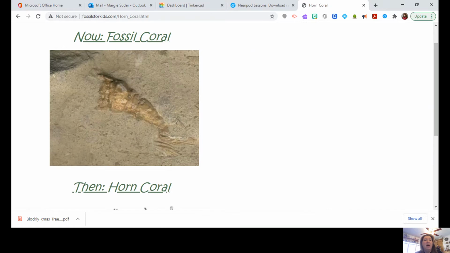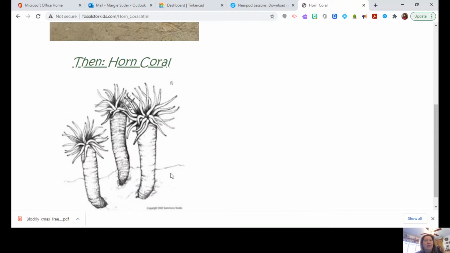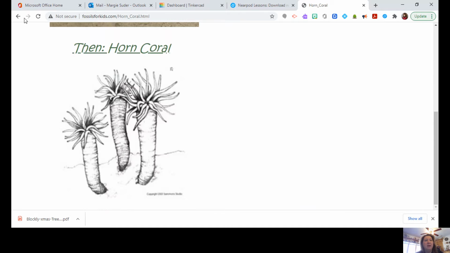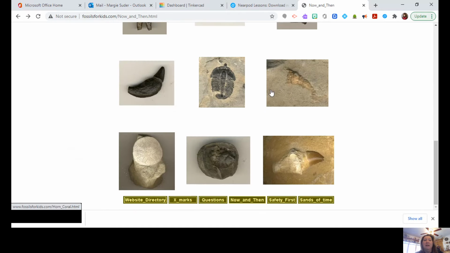Now this tells me it's fossil coral. Here's the coral. But back then, this is what it would have looked like. It's called a horn coral. And the coral actually has this living animal, and this is its shell. So that's what got left behind, was the shell, and it became a fossil. Okay? Now, I can go and look at another one.